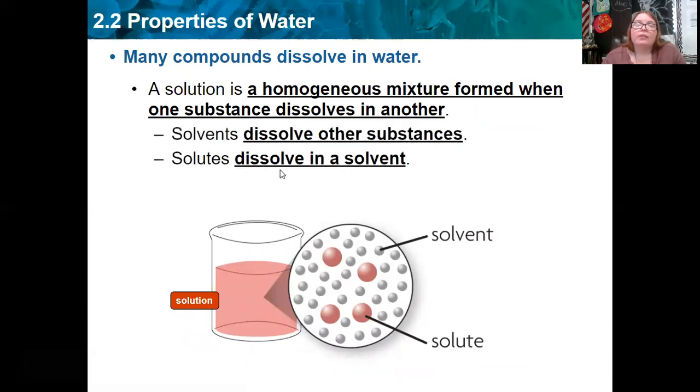So we can get something called a solution, which is a homogeneous mixture formed when one substance dissolves in another. So a solution, it's not going to dissolve out. Like if you have contacts, your contact solution generally doesn't settle out into contact powder and water. It's usually whatever mixed together. Salt water, you mix it together, it'll stay salt water until you evaporate all the water out.